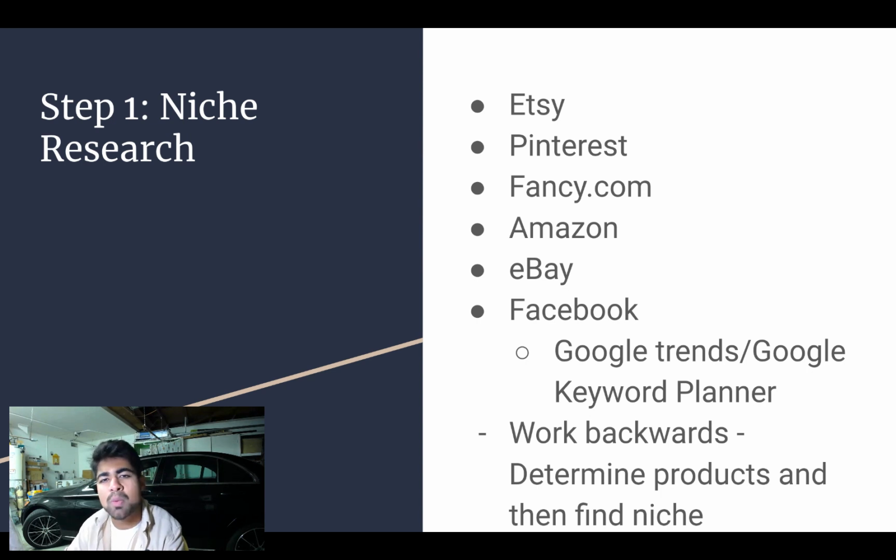So for example, let's say you want to go into the home decor niche. You want to sell home decor products. You would go out and type in home decor into Etsy or Pinterest or fancy.com or Amazon or any of the other websites. And once you type in home decor stuff, you'll try to determine which of the specific products that pop up are actually getting sales and what niche they are in. And from there, you would go on and make a store around that.